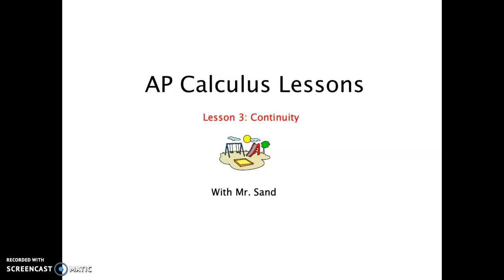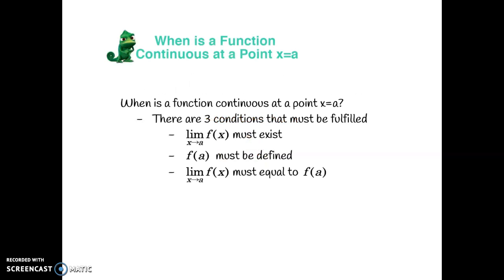Today we're going to learn about continuity. So when is a function continuous at x equals a? There are three conditions that must be fulfilled. The limit as x approaches a of f of x must exist, f of a must be defined, and the limit must be equal to f of a.